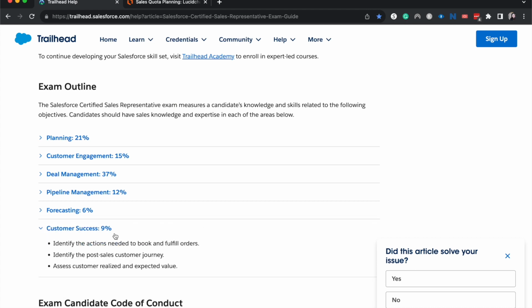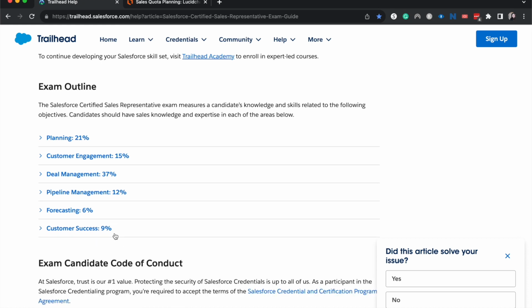Then it's going to be customer success. So customer success is everything that happens after post-sales. So once your customer has signed, how are you going to deliver your product? How are you going to deliver your solution to the customer and make sure they're onboarded correctly? Now, there's a bunch of different pieces to that. Essentially, it is just whatever happens after they have signed the contract. And that is customer success at 9%.